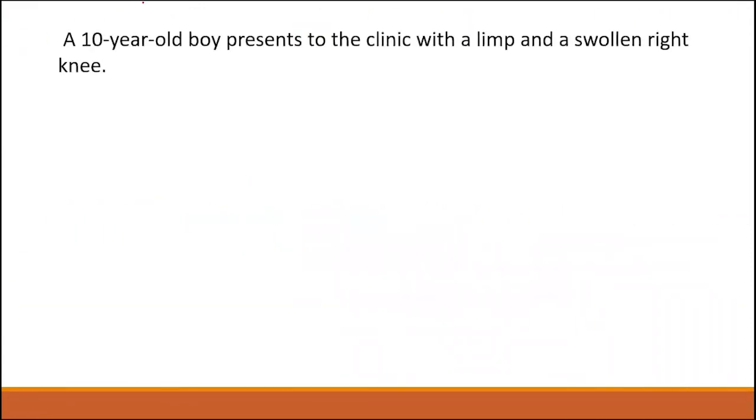So we have a 10-year-old boy who presents to the clinic with a limp and a swollen right knee. So the person is limping and has a swollen right knee. What comes to your mind is that this person is having a joint problem, because it's the right knee. So definitely you know that this person has arthritis.